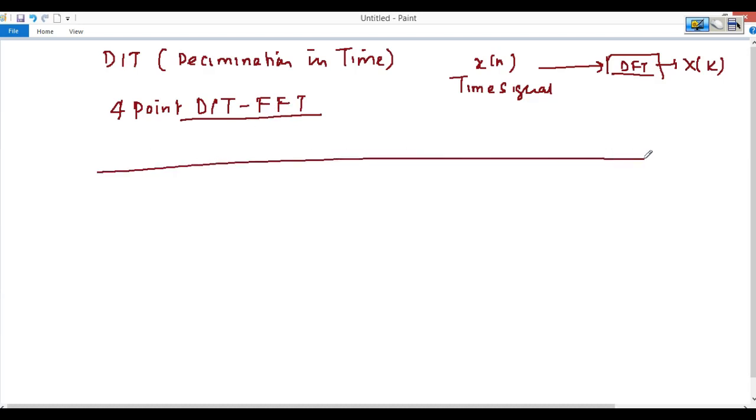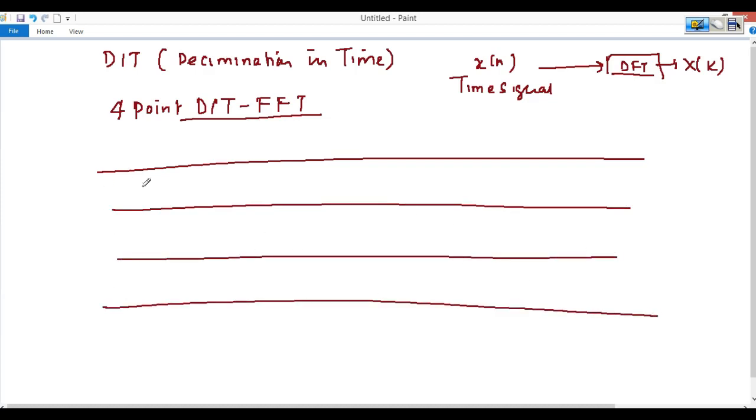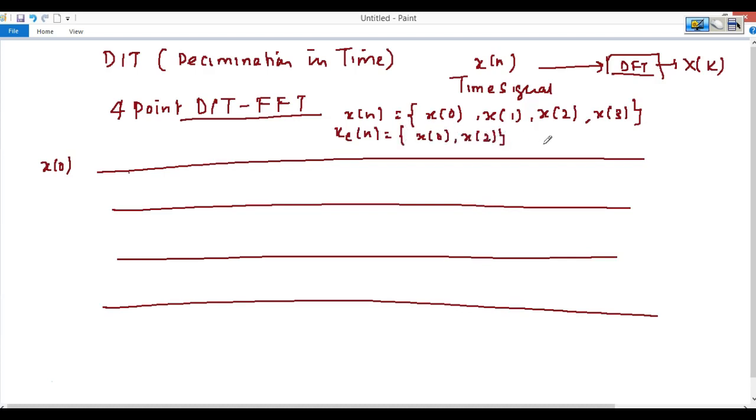For the 4-point DFT, you have to draw 4 lines, 1, 2, 3 and 4. This will go to x of 0. They will give the signals like x of n is equal to x of 0, x of 1, x of 2 and x of 3. This is the 4-point DFT. We will choose the even numbers, here x of 0 and x of 2. Which are the odd numbers? x of 1 and x of 3. So based on this we will do the numbering here: x of 0 and x of 2 first, then x of 1 and x of 3. This is the even part, this is the odd part.